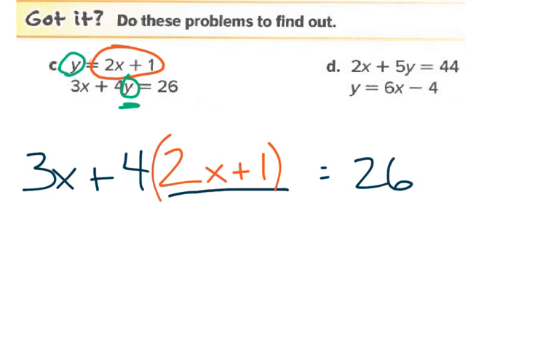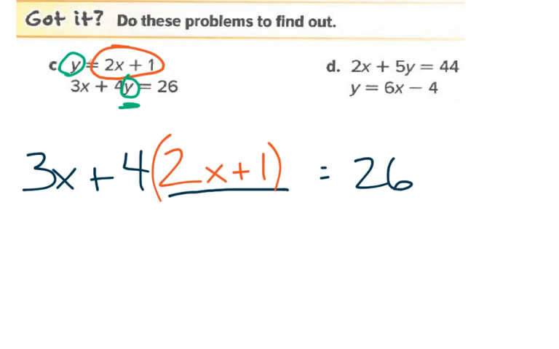But make sure, this is a really important step, make sure that every time that you plug in the 2x plus 1, that you put it in parentheses, because it needs to be distributed. Like that 4 has to be distributed. You can't just multiply it by the 2x. You have to distribute it to the 1 also.